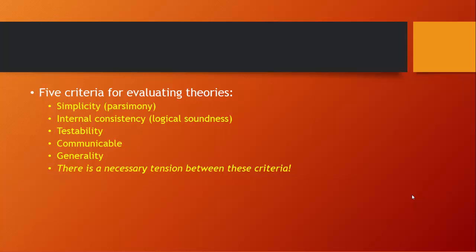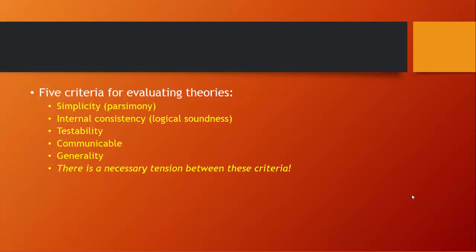So when we evaluate our theories, we're going to work from simplicity, internal consistency, testability, communicability, and generality. These are the five criteria by which we're going to evaluate the quality of our theories. So simplicity or parsimony is the idea that a simple theory has the highest degree of falsifiability because there are fewer restrictions on the conditions under which we expect our theory to hold.